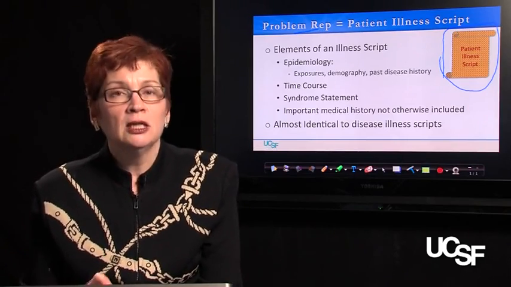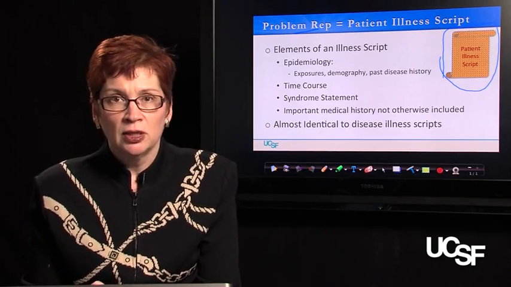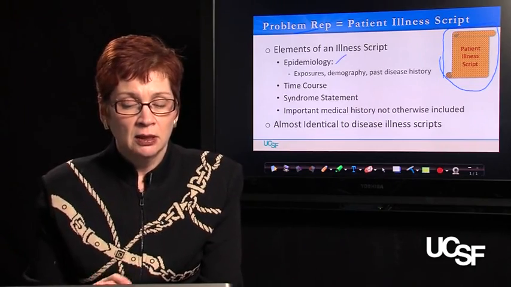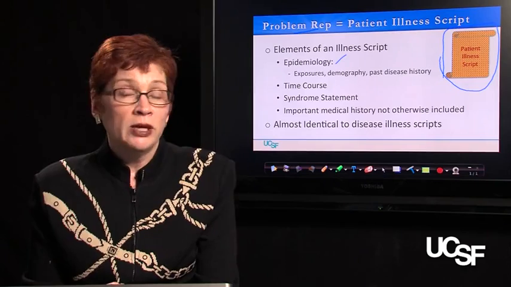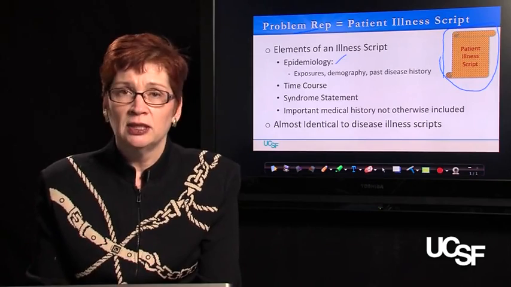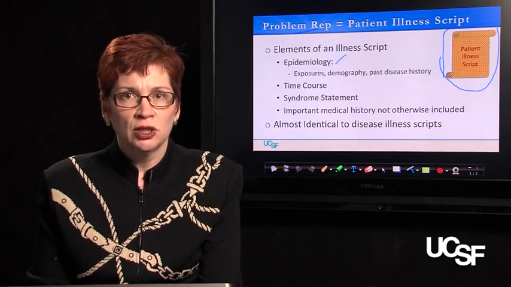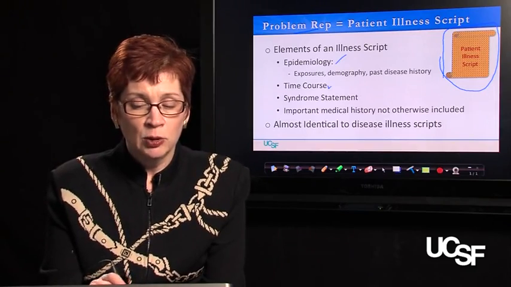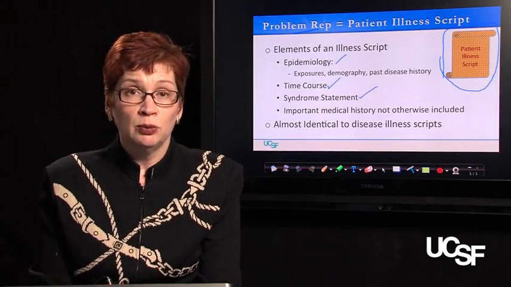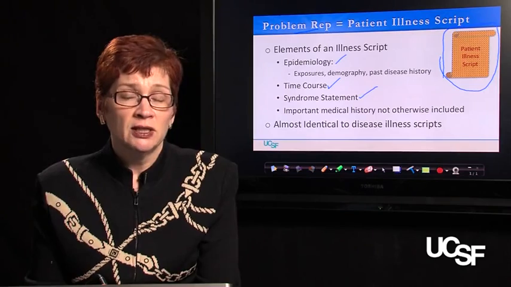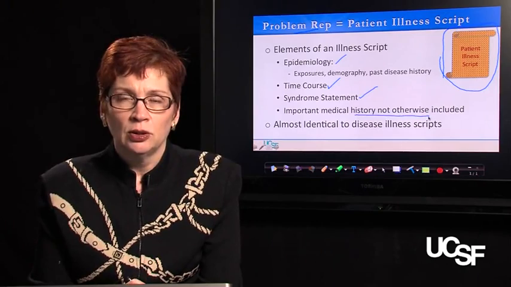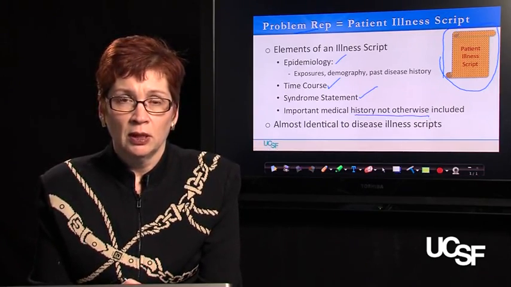And the elements of the illness script for the patient are very similar to the elements of the illness script for a disease. There'll be an epidemiology statement, and that will be a description of what we think as clinicians are the most important demographic feature, exposures, or past history relevant to the patient's current chief complaint. A statement about the time course of the patient's illness, a statement about the signs and symptoms that we think are most important, to as high a level of specificity as possible. And then important medical history that's not otherwise included or relevant to the current acute complaint.